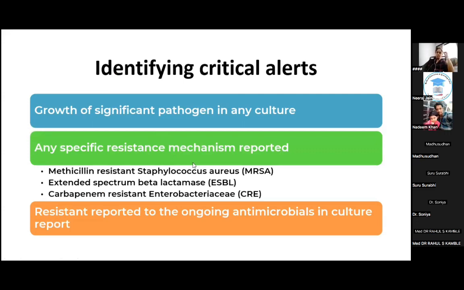Then critical alerts. This is for my laboratory. Critical alerts such as any pathogen identified from any precious samples like CSF or blood should be immediately informed to the clinician for the immediate empirical therapy and the necessary measures. Any resistance mechanism identified, like MRSA, ESBL, VRE, should be immediately informed to the clinical team for the immediate isolation precautions to prevent the spread of antimicrobial resistance.